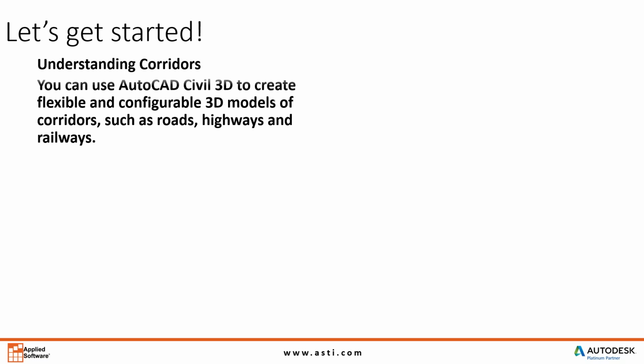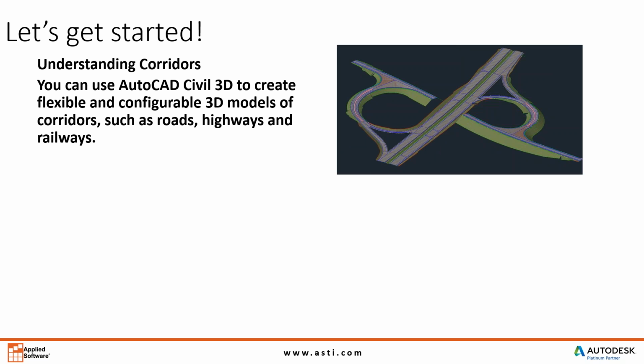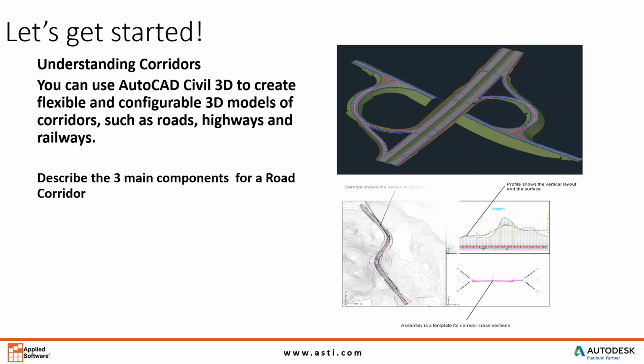So things to consider. Again, understanding corridors. You can create Civil 3D flexible configurable 3D models of corridors, roads, highways, railways, ditches, streams. A lot of those things we can address. So the three main components for a road corridor: horizontal alignment in relation to the surface, a profile that shows the vertical and the surface, and then also an assembly or a template for our corridor cross section.